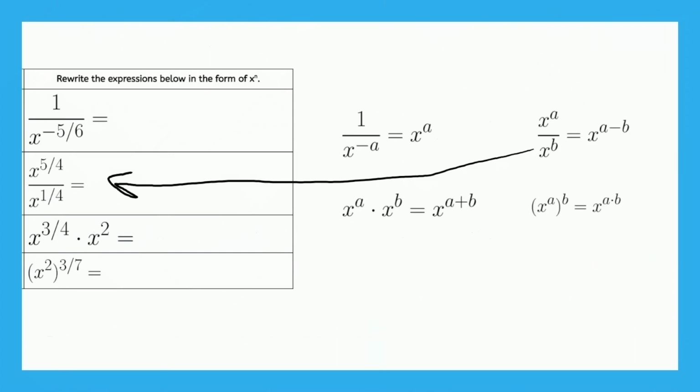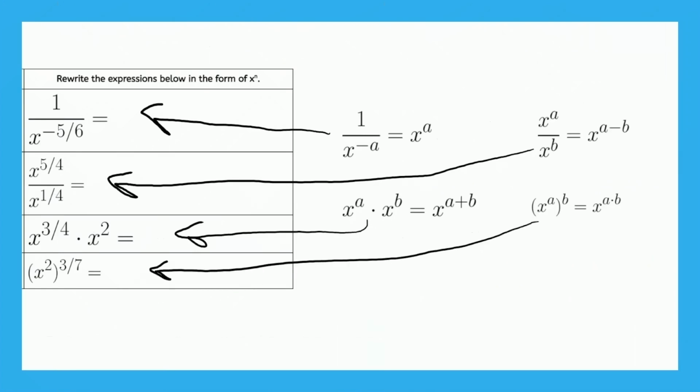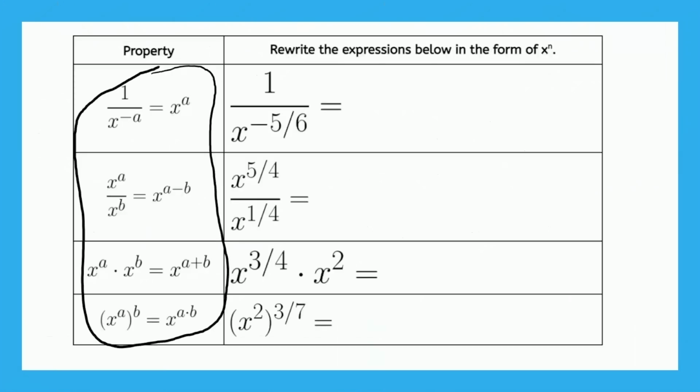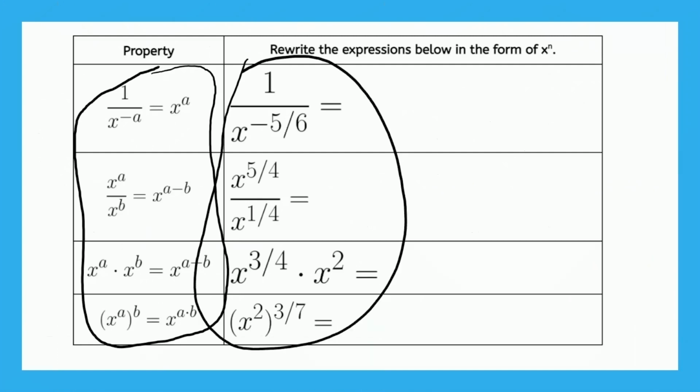Okay, hopefully you know where all your arrows go, and we're going to do it together now. This part wasn't that complicated. This first property goes with the first expression, and then this third property goes with the third expression, and this fourth property goes with the fourth expression. Now let's try to actually answer these questions. So now you can see each property here on the left next to its corresponding expression here on the right.